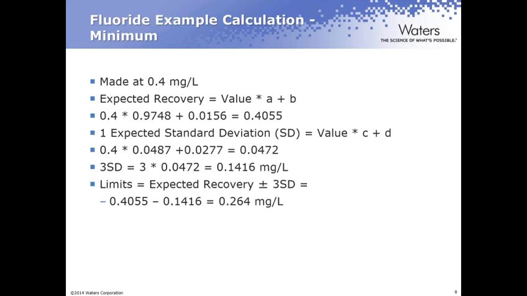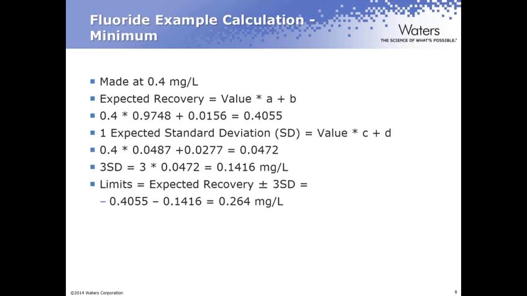So let's calculate what the expected recovery would be at 0.4 milligrams per liter. Again, our expected recovery is the assigned value times our A factor plus our B factor. So if we use 0.4 as the assigned value, we multiply that by our A factor, which is 0.9748, and we add to that our B factor, which is 0.0156. And that gives us a value of 0.4055.